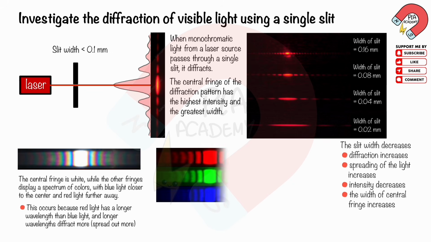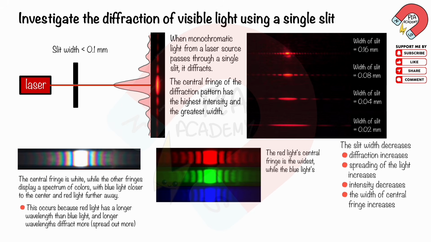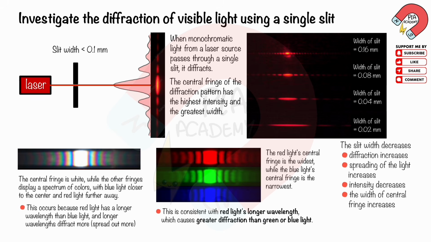The diffraction patterns of red, green, and blue light through a single slit are also shown. The red light's central fringe is the widest, while the blue light's central fringe is the narrowest. This is consistent with red light's longer wavelength, which causes greater diffraction than green or blue light.